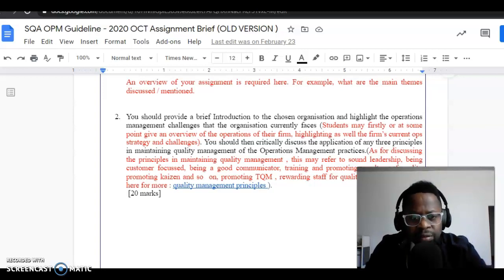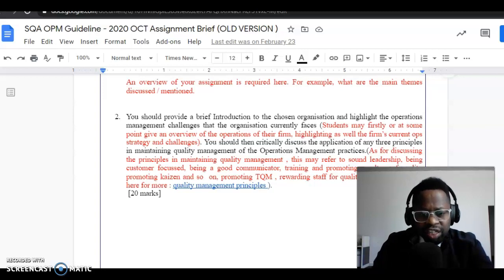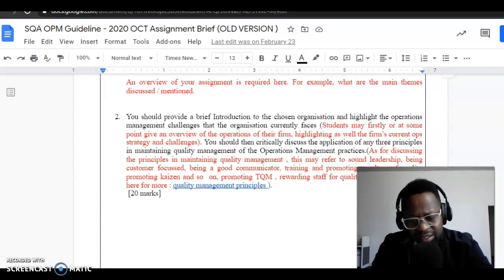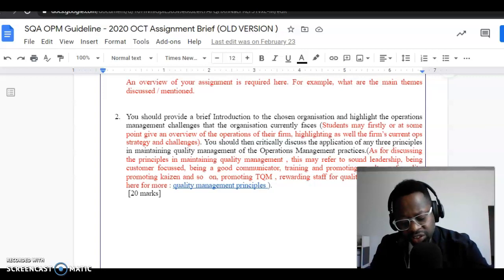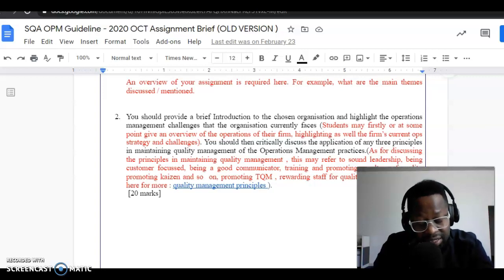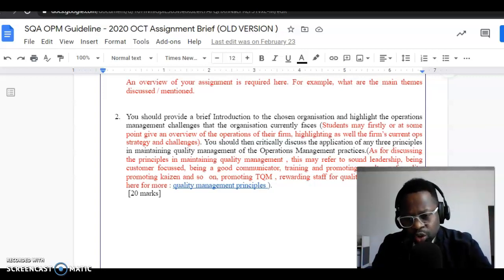You should provide a brief introduction of the chosen organization and highlight the operations management challenges that the organization currently faces. So what do students do? They may firstly or at some point give an overview of the operations of their firm. Giving an overview of your operations, you can firstly highlight the inputs, the transformation process, and the outputs, right, that relate to that organization. You can look at it from another perspective.